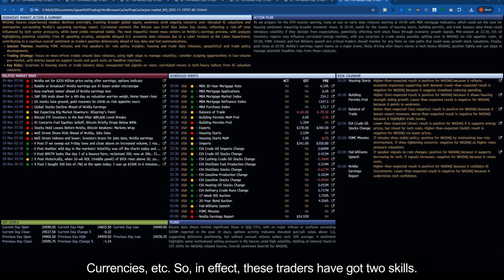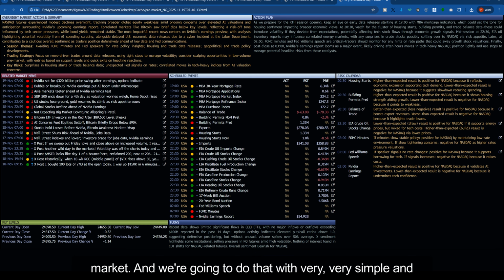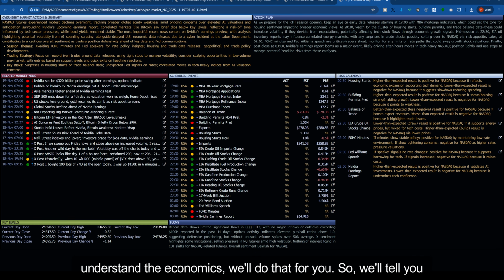So in effect, these traders have got two skills. One's an economic one, the ability to understand and predict the outcome of news, and the other is the ability to read the charts and order flow and enter the market. Now with this dashboard, we're going to give you the key information for each market and an interpretation of whether that's positive or negative for your market. And we're going to do that with very, very simple and easy to understand English. So you no longer need to understand the economics, we'll do that for you.